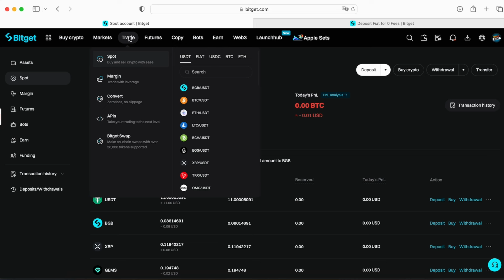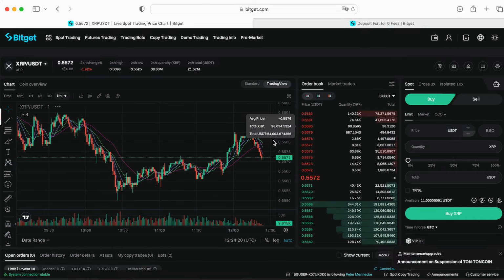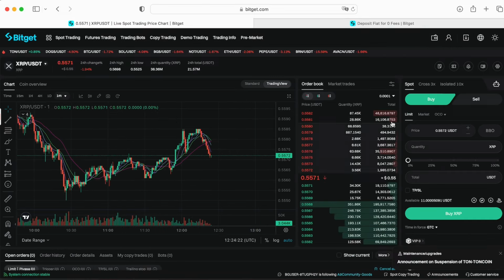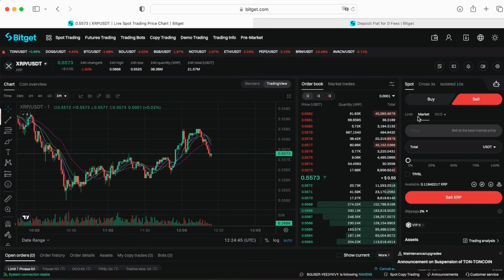So you go to Trade, Spot, and choose some trading pair. It will be XRP/USDT, for example. And here you can place a limit order or a market order, and buy crypto. Press Buy XRP and your order will be filled. The same story with a sell.